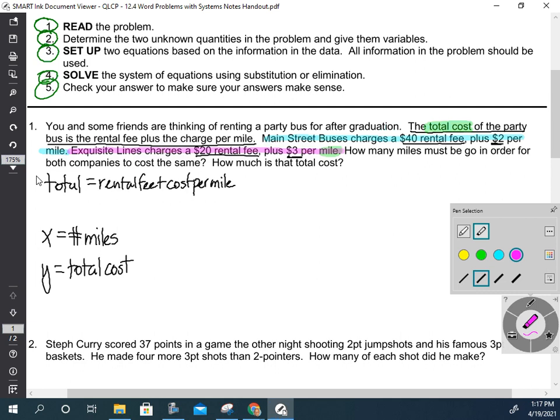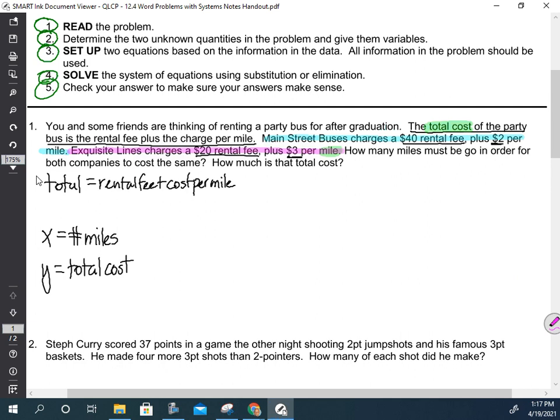So since they're giving you two different companies, that's what you're going to use to set up your equation. Each company will get its own equation. And remember, they told you this to help you set up the equation. So Main Street buses, $40 rental fee plus $2 per mile. So that's y equals 40 plus 2 times the number of miles.